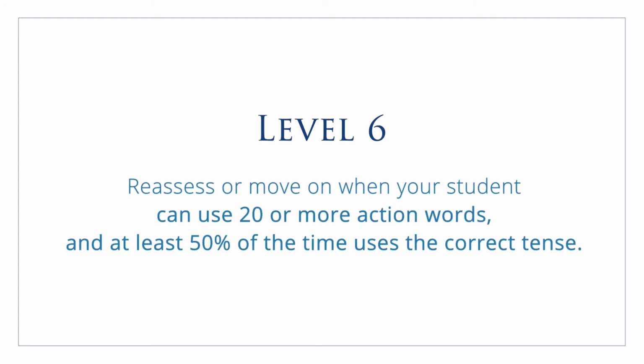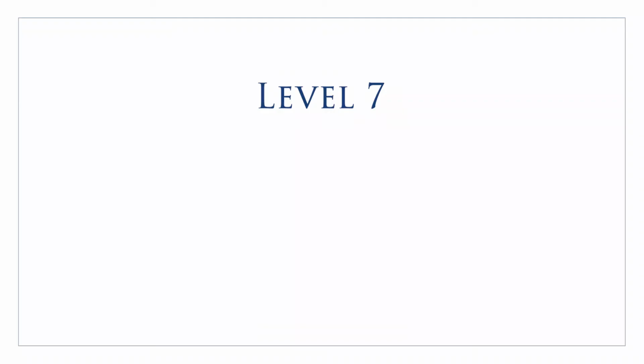with peers and adults. Level 6. Reassess or move on when your student can use 20 or more action words, and at least 50% of the time uses the correct tense. These videos teach new action word labels and model how verbs are used to describe past actions and predict future events. As students progress through Level 6, they learn that different forms of each word are used to describe when an action occurred. Students who can use at least 20 verbs and use the correct tense at least half the time are ready to move on to Level 7.